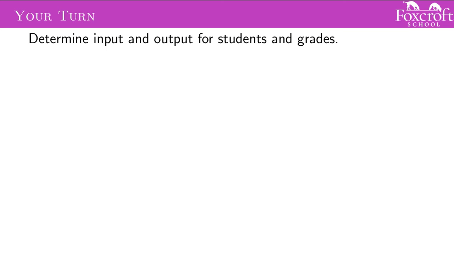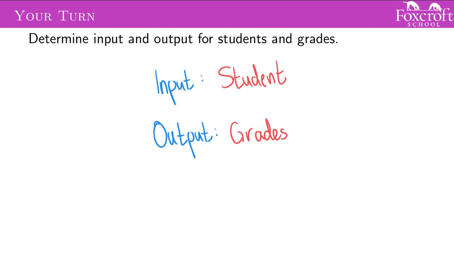All right, so here's one to try on your own. Determine the input for students and grades. We talked about this briefly at the start of the video, but if I put in one student name, I'm only going to get one grade associated with that student. If I put in my name, I'm only going to have my one grade in the class. So my input is student, my output is grade.